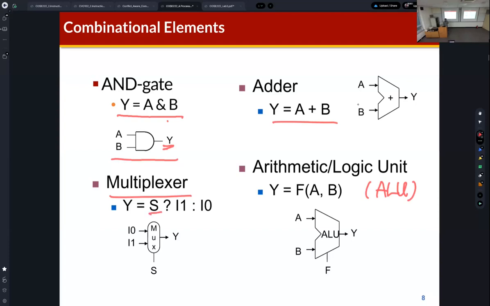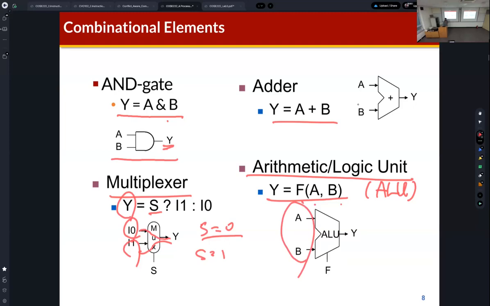Based on the selection signal S, the output Y can be connected to one of the inputs. So if S is 0, then Y is connected to I0. If S is 1, then Y is connected to I1. This is the definition of a multiplexer. Then the ALU just performs a function using two input data.